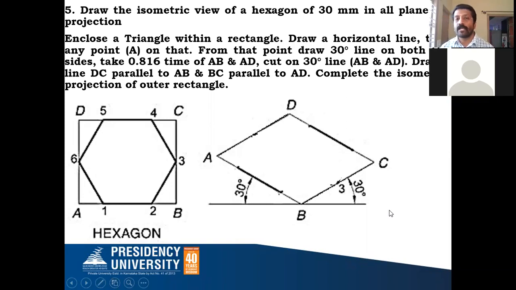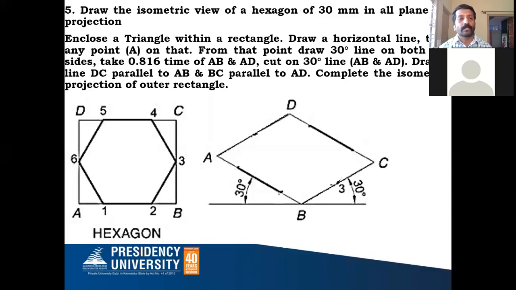How to get the point D? From point A, you draw a line parallel to BC, or a 30-degree line. From point C, you draw a line parallel to AB, or a 30-degree line on the left side like this. Wherever these two lines meet, you call the intersection point D. So this completes your outer box isometric projection.